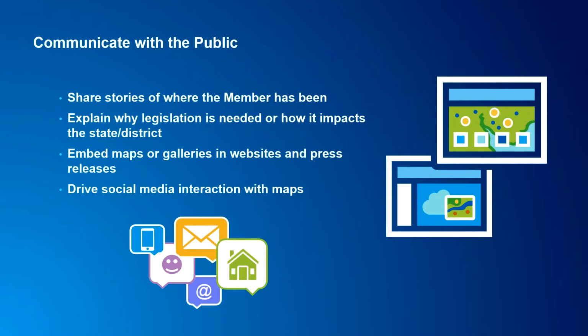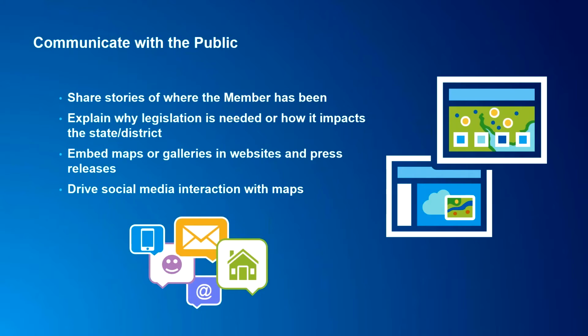The final way that you can use GIS is to communicate with the public. Lots of times members will want to share information on their websites and social media. We'll see some examples of sharing stories about where the member has been, if they've been participating in town halls or touring around businesses. You can use maps to help explain why legislation is needed or how it impacts the state or district to help your constituents understand why a member is taking a certain stance on an issue.